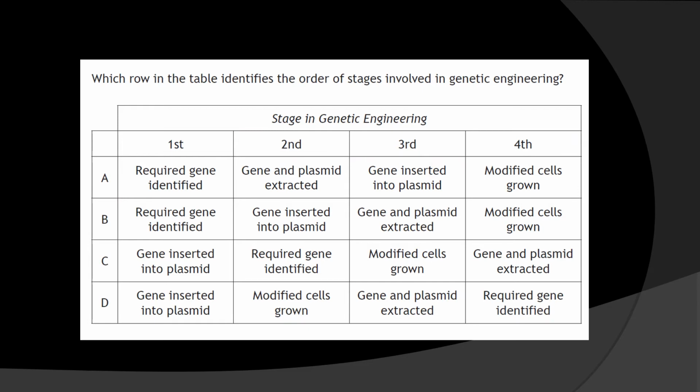And now we've got some past paper questions. So it says, which row in the table identifies the order of stages involved in genetic engineering? So we are wanting to know the first, the second, the third, and the fourth stage. So is the first stage your required gene identified, or is it gene inserted into the plasmid? So if you pause the video and you try to come up with your own answer, so we know that it's going to be your required gene identified.